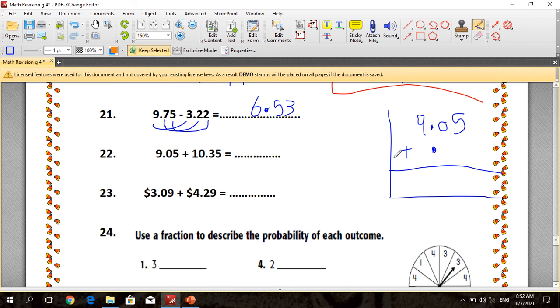Okay, we have here 10.01. Okay, then we have 35. Before we start, put the decimal point. And in the empty place, put 0. 5 plus 5 equals 10. We cannot write 10 in one place, so we will write 0, carry up 1. 1 plus 0, 1. 1 plus 3 equals 4. Then we have 9 plus 0 equals 9. 0 plus 1 equals 1. So the result will be 19.40.